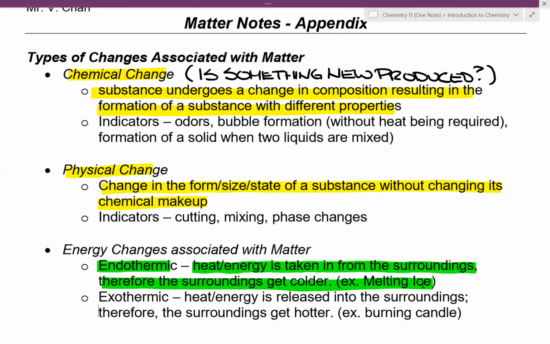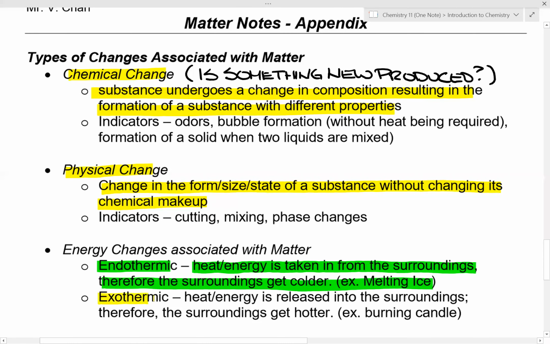An exothermic reaction is when heat or energy is released into the surroundings. Therefore, the surroundings get hotter. For example, like a burning candle. When you light a candle, you feel the candle getting warmer because that is an exothermic reaction. So what's happening is energy is being released, going into your hand. This is why it is getting warmer.